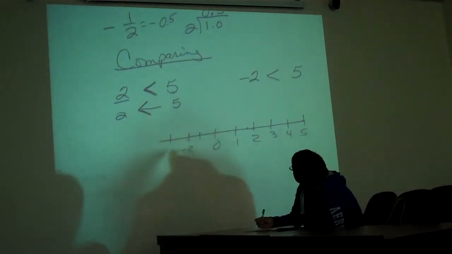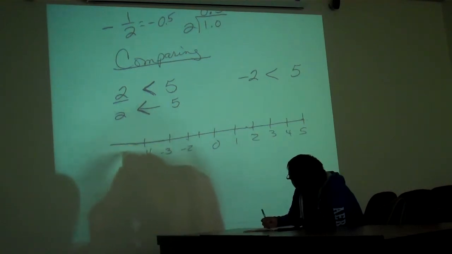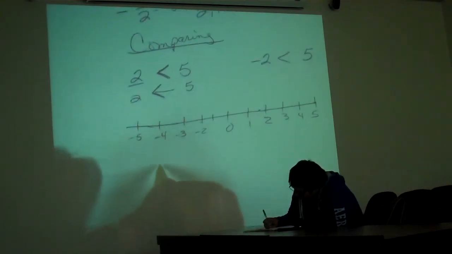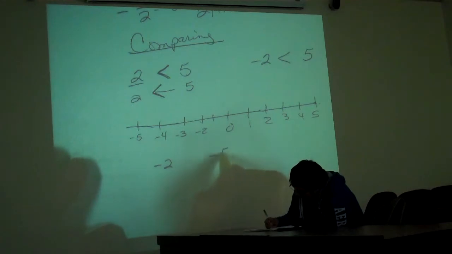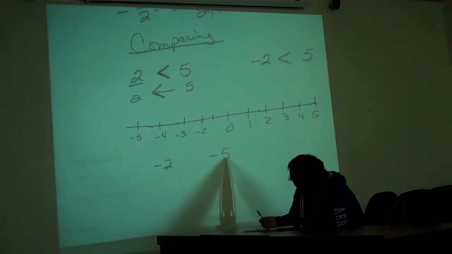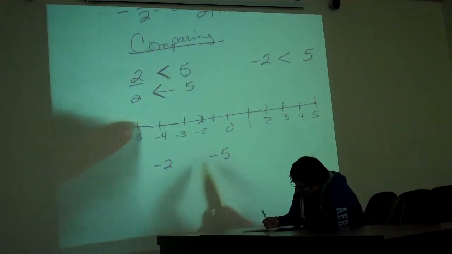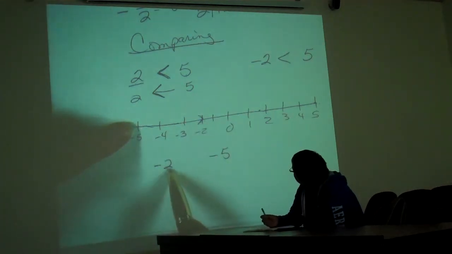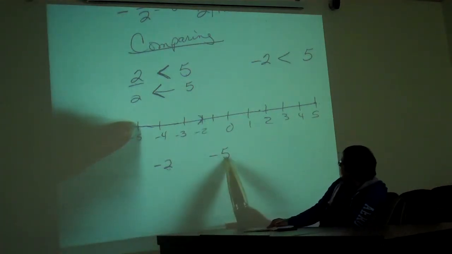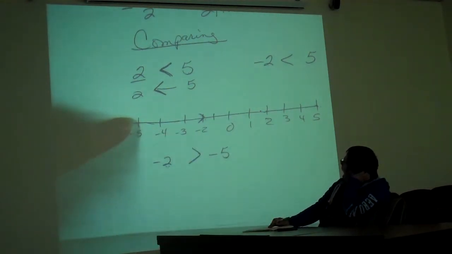Now let's use both negative numbers. Let's put a -2 and a -5. Now where is the -2? When you look at the -5, the -2 is that direction, isn't it? You're better off just owing $2 than owing $5. It's that direction. It's greater. You're better off.